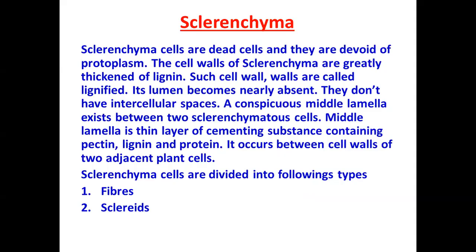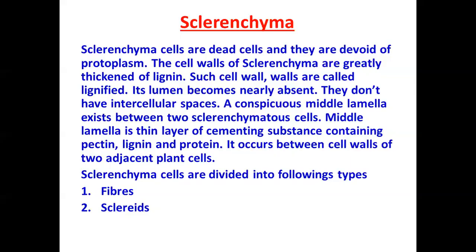Basically, in sclerenchyma, sclerus means hard, that means something very hard. Sclerenchyma are dead cells and they are devoid of protoplasm, that means they do not consist of protoplasm. The cell walls of sclerenchyma are greatly thickened with lignin. Such walls are called lignified. Its lumen becomes nearly absent. They don't have intercellular spaces.